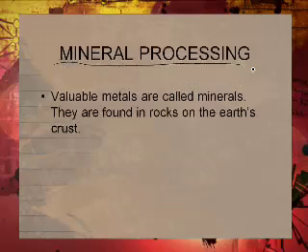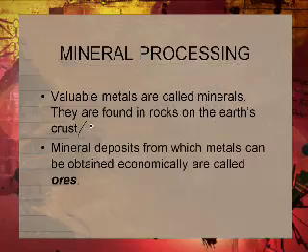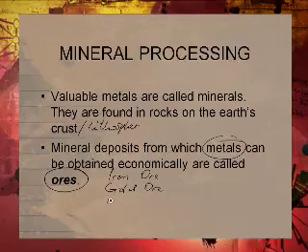Now let's come to look at mineral processing. Valuable metals are called minerals, and they are found in rocks on the Earth's crust. And actually down as far as the lithosphere, which is part of the upper part of the mantle and the crust. Mineral deposits from which metals can be obtained economically are called ores. So we've got things like iron ore, gold ore. This is where we can get aluminium ore and other ores that we can think of.